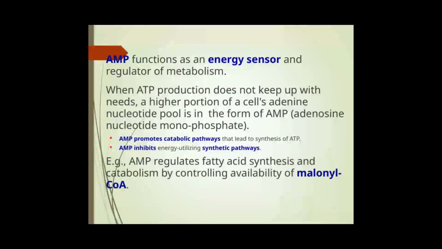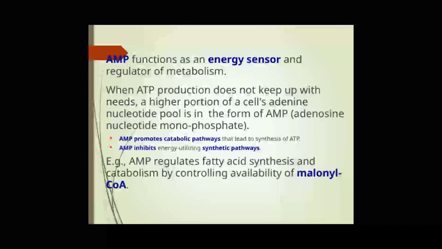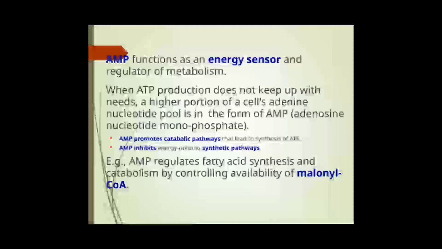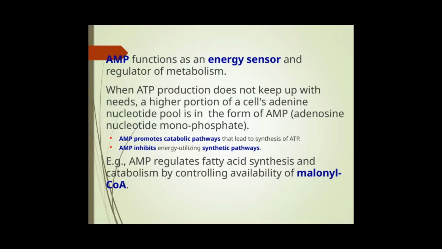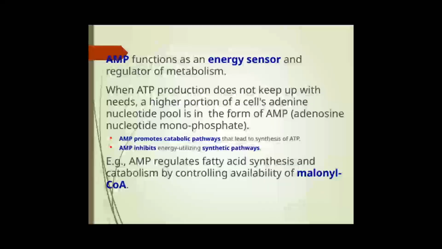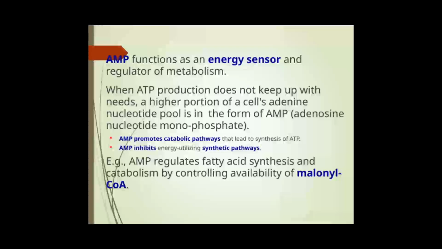AMP controls fatty acid synthesis and breakdown by regulating the availability of malonyl-CoA, which is a crucial molecule in these pathways. Overall, AMP acts as a vital checkpoint, ensuring that when energy is low, the cell prioritizes generating ATP and conserves resources. It's a perfect example of how our cells dynamically adapt to maintain energy homeostasis, which ties into the bigger picture of metabolic regulation we're exploring today.